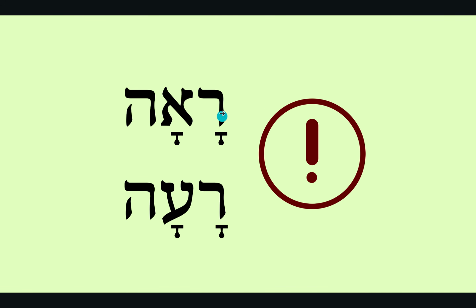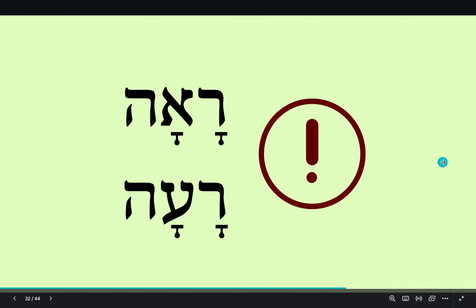Another example of why Aleph and Ayin really matter. Ra'ah with an Aleph means he saw. Ra'ah with an Ayin means evil as a noun, right? Very different.